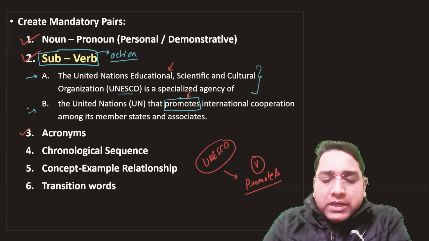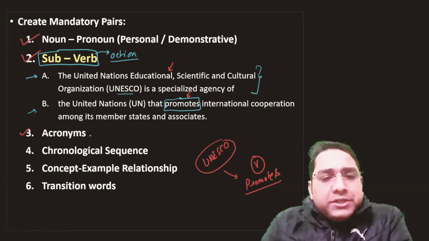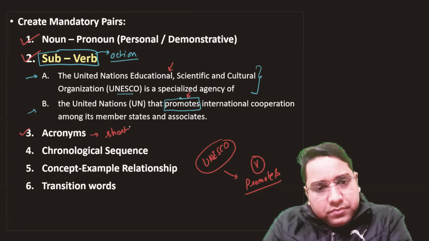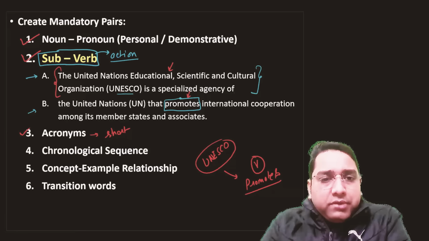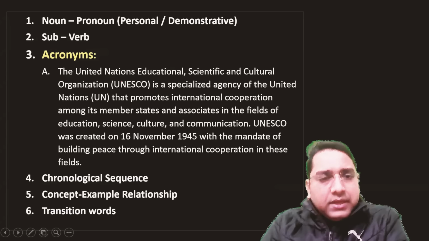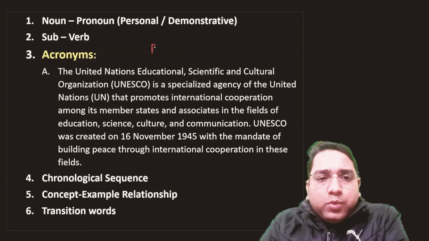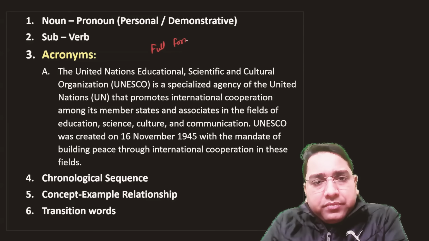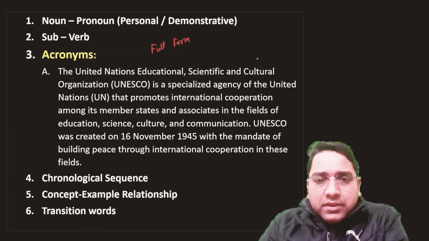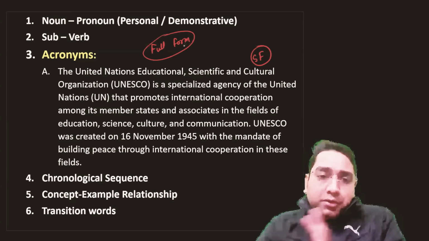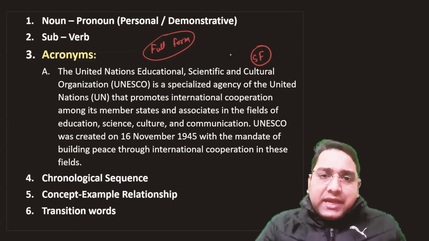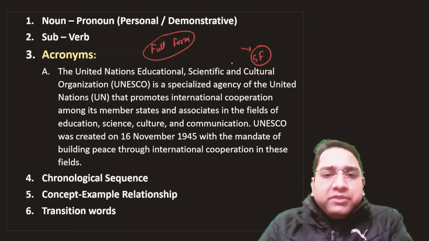Third thing, acronym. What does it mean? Acronym is the short form. Correct? For example, the United Nations Educational, Scientific and Cultural Organization. This is the full form. And for this full form, we have one word, that is UNESCO. This is acronym. This is the short form, correct? So always remember, if in one line a full form is given, and in another line any short form is given, the full form would be given first, and then later the short form will be used, right?